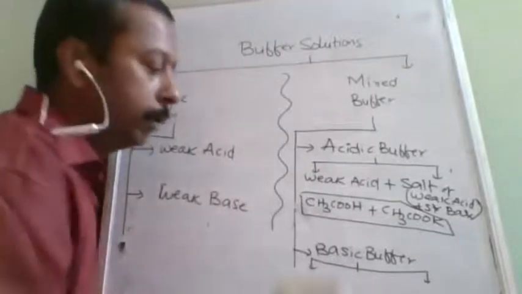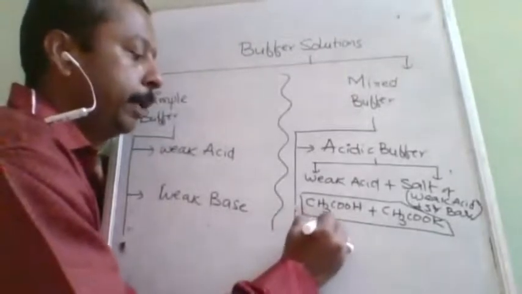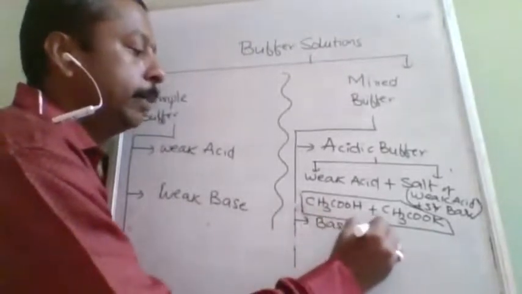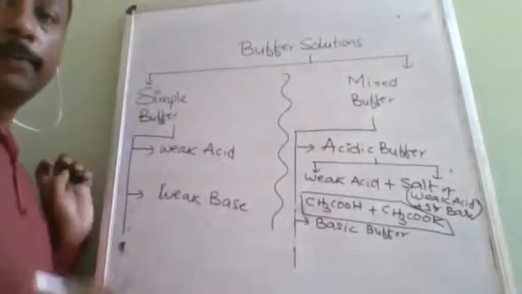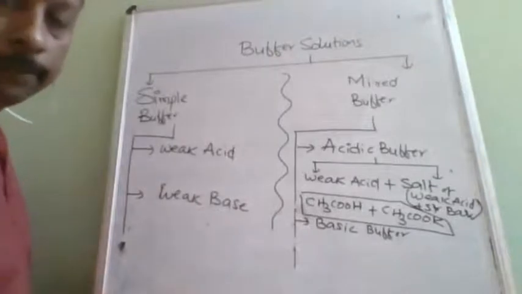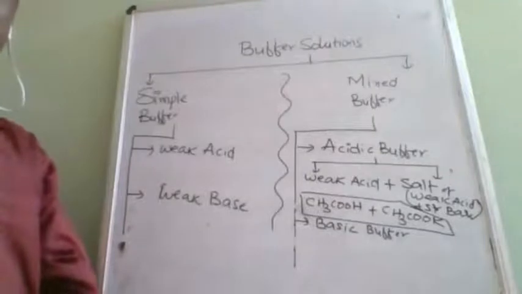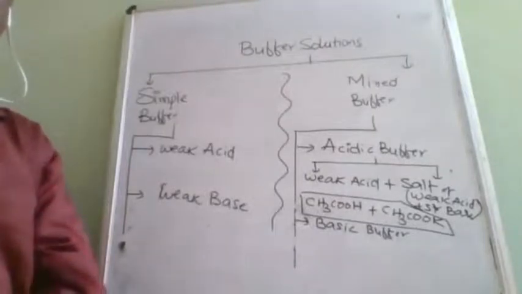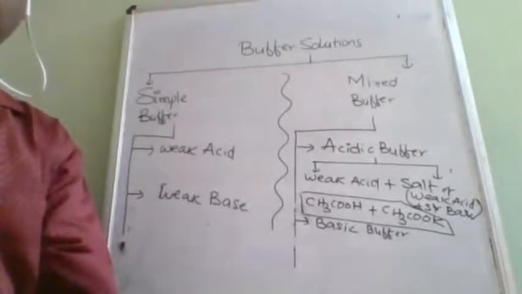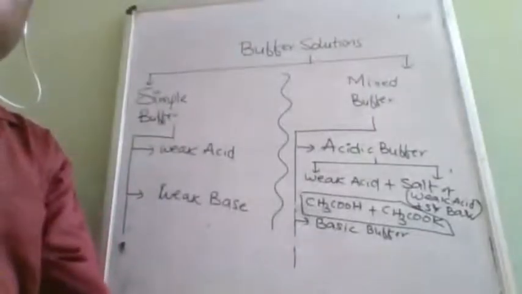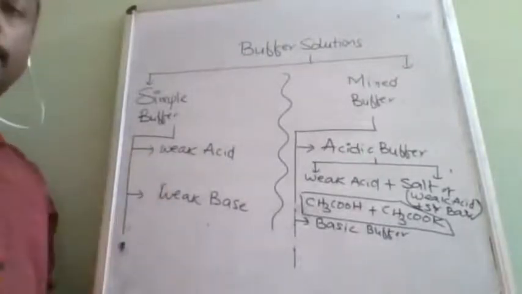Now coming to the basic buffer. Basic buffer also will contain how many parts? Two parts. Basic buffer itself is a type, the second type of buffer. And further it is going to contain two parts. Every mixed buffer will contain two parts. A simple buffer consists of only one part.